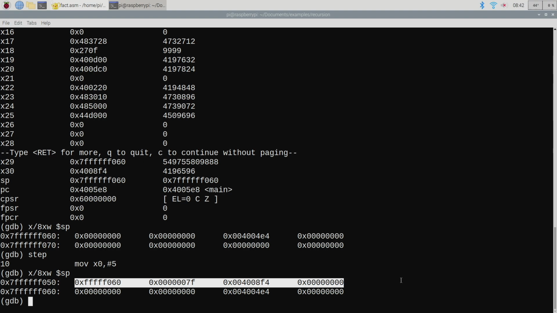Okay, great. And then what is the number in x30? The 4008F4. What is that? Okay, that's the link register. Okay, and basically that's where we have to, when we return to OS control, that's where we would end up going.